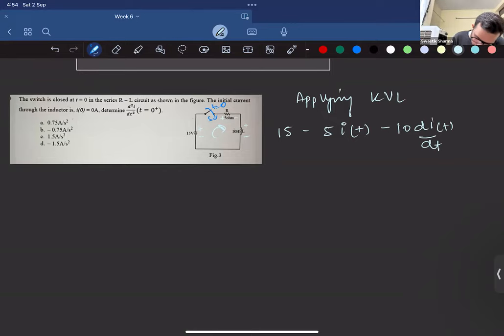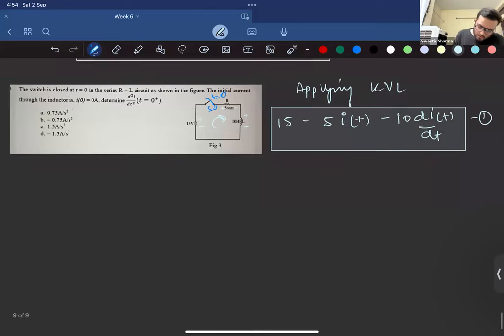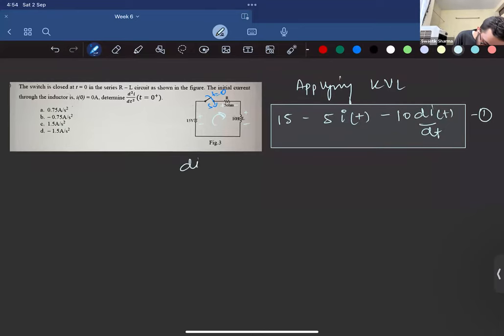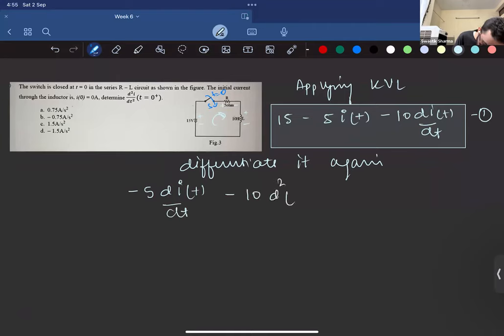Okay, now take this equation and differentiate it again. If we differentiate it again, what would be the resulting equation? Since 15 is a constant, it would be 0. So 5 di/dt minus 10 d²i/dt² equals 0, right?